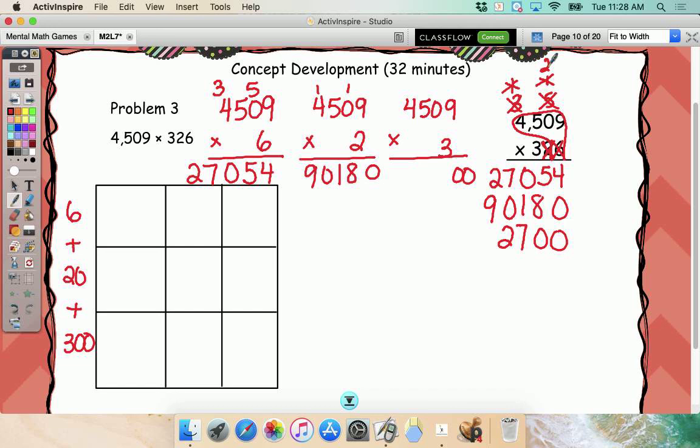Okay, now I'm ready for this. 5 times 3. 15. So regroup the 1, write the 5. 4 times 3 plus 1. Do you want to double check that before we add it up? Okay, go ahead and double check it.